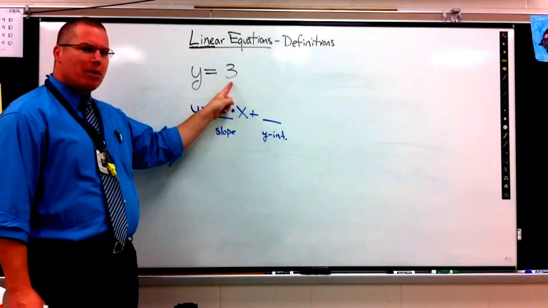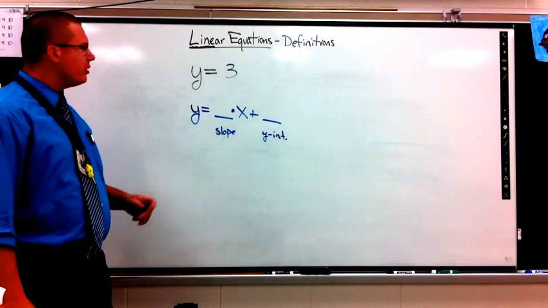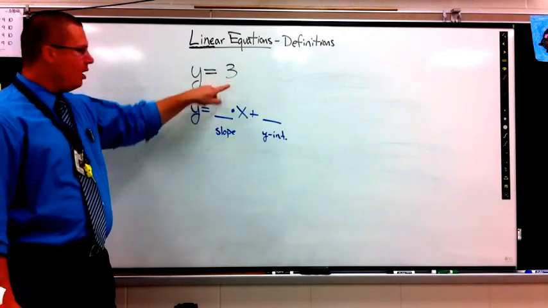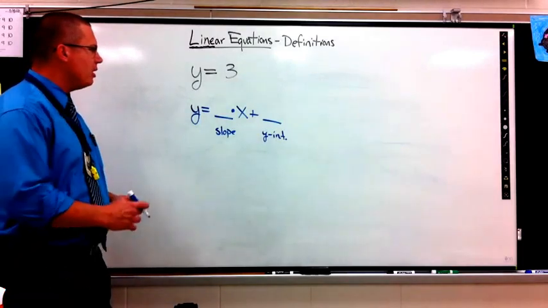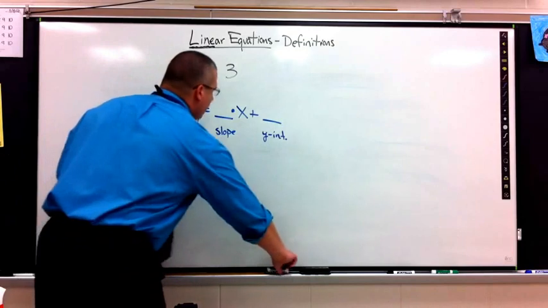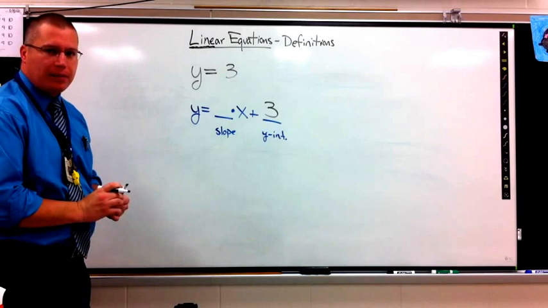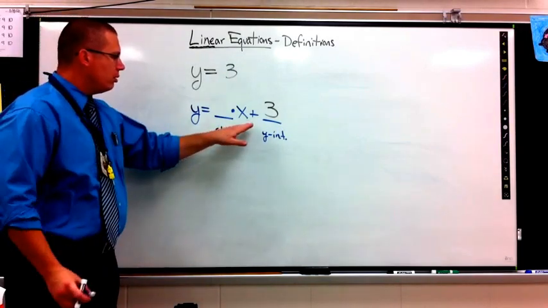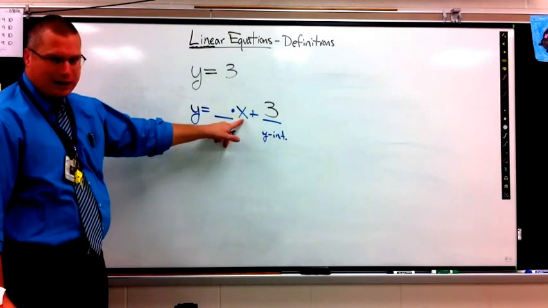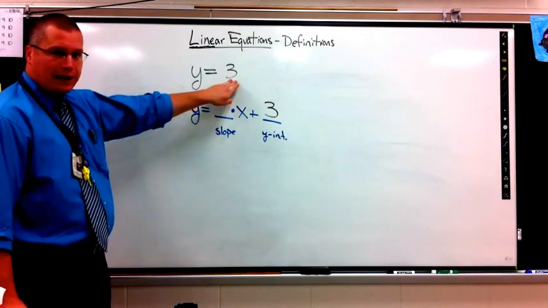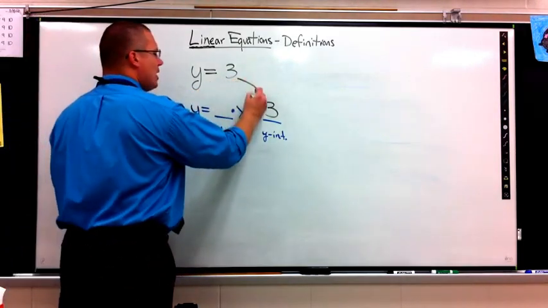Okay, so I have one number. I have to decide where does it belong. This is not as bad as it looks. Is this the slope or is this the y-intercept? That's what you have to ask. And here's what it is. This is the y-intercept. How come? What does the slope have to have attached to it? It has to have an x attached to it. Does this have an x? No. So this cannot be the slope. So it has to go here.